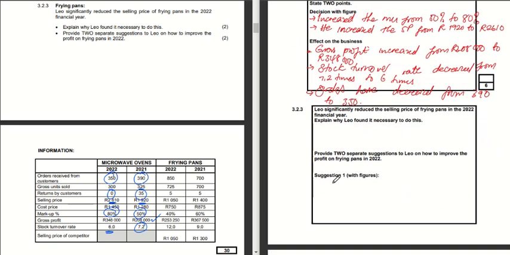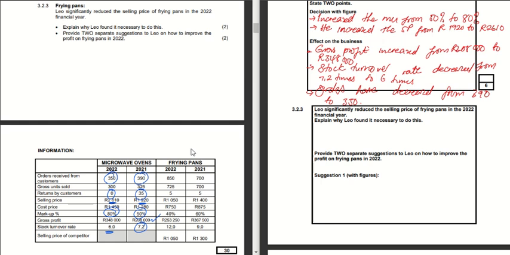Then the last one before I close this: it says Leo significantly reduced the selling price of frying pans in 2022. Explain why Leo found it necessary to do this. They want us to explain why Leo would decrease the selling price, and then provide two separate suggestions to Leo on how to improve the profit of the frying pans. So they also want us to give advice. Why would he do that?